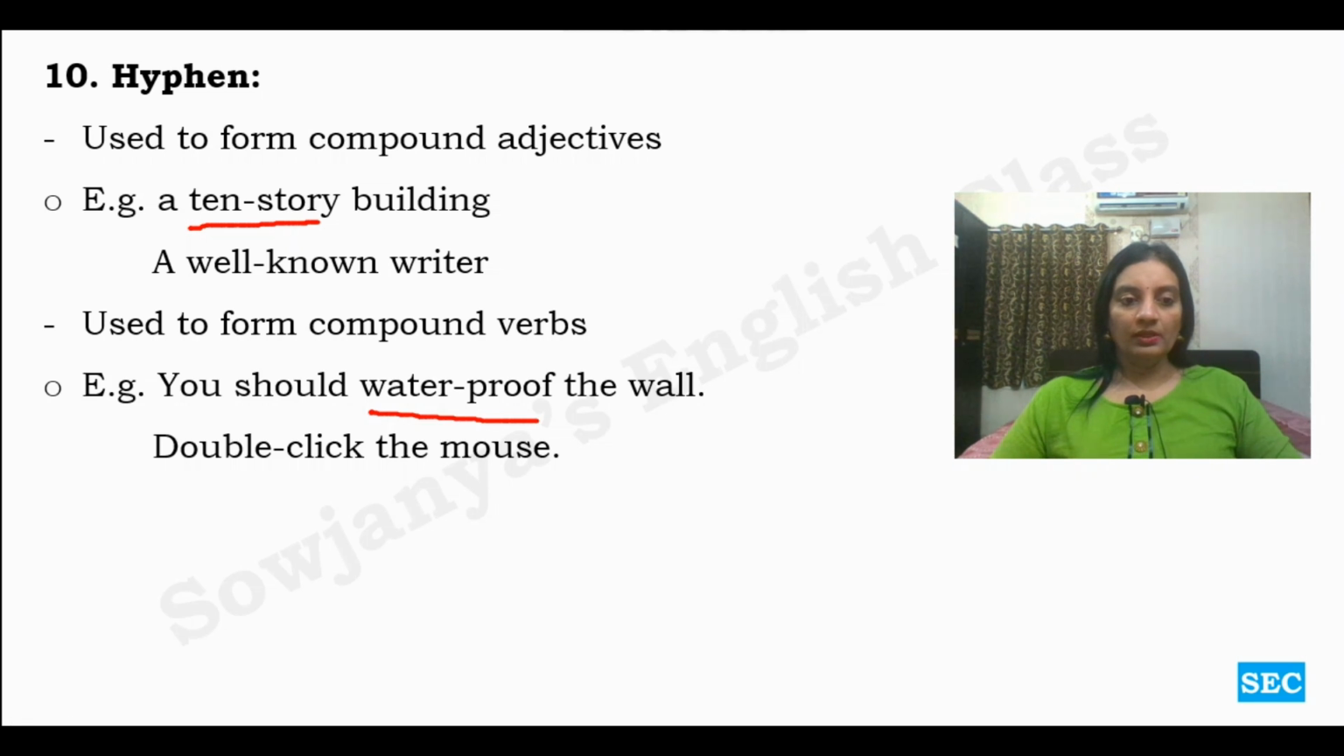Example, you should waterproof the wall. So here waterproof is a compound verb. Double-click the mouse. Here double-click is the compound verb. We call it a compound verb because it is made up of two words.